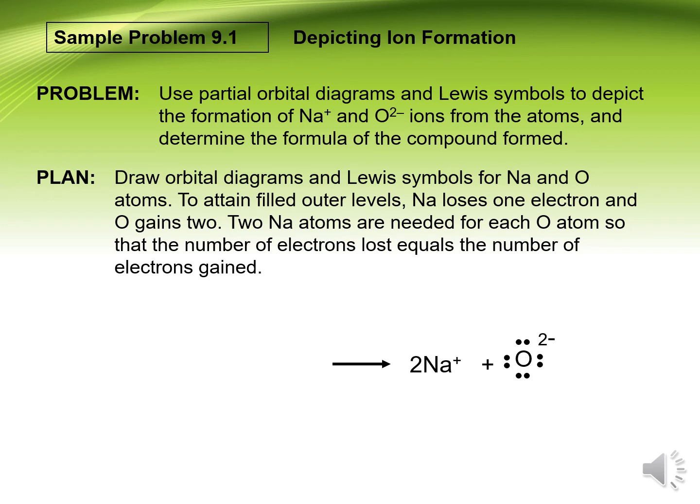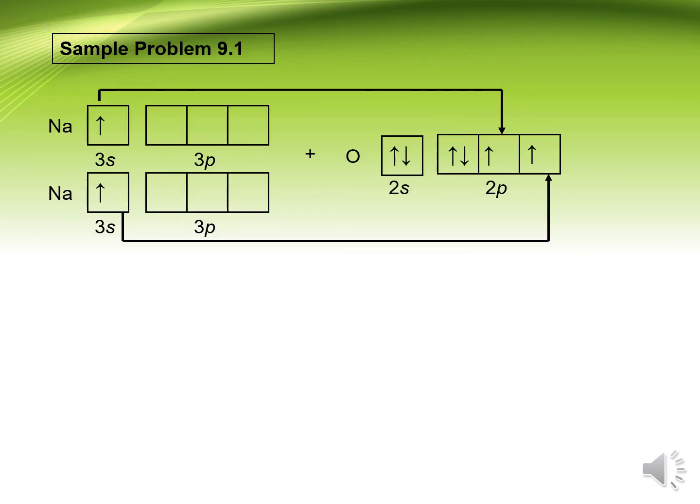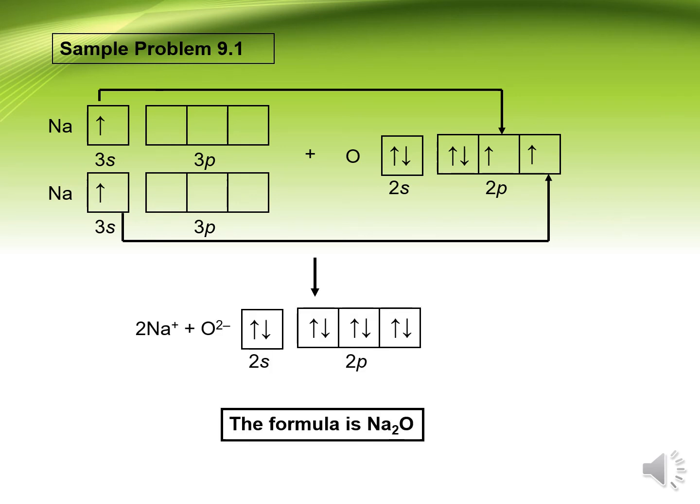Example here, oxygen 2 minus, meaning that it will receive 2 electrons from 2 sodium atoms to form O2 minus, and so each sodium will lose 1 electron to form Na positive. This example shows how you show the loss of electrons from sodium and how oxygen receives the electrons from 2 atoms of sodium using an orbital diagram.